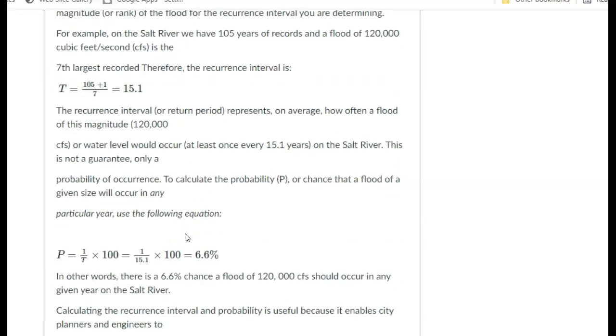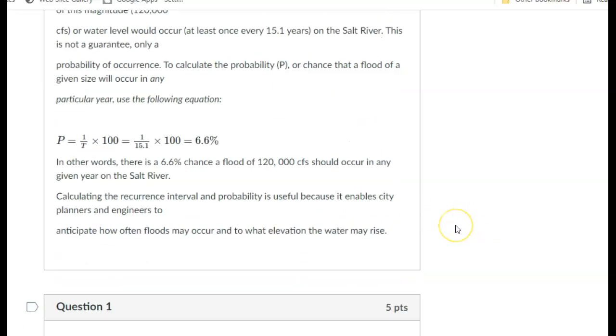Or we could do a probability, which is basically, in any given year, what are the chances of that size flood actually happening? In this case, it would be about a 6% chance. So every year, there's a 6% chance that that size flood would occur on this particular river. That can be used for hazard and insurance purposes to evaluate the area and determine if it is a high, low, or medium kind of flood hazard.